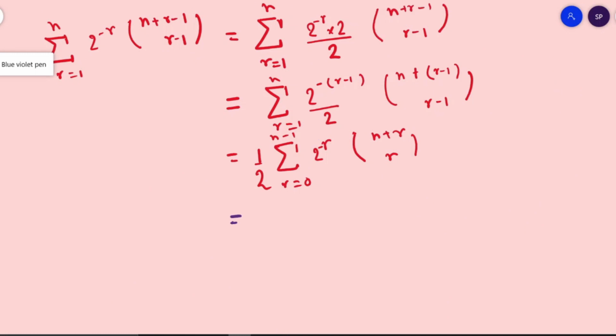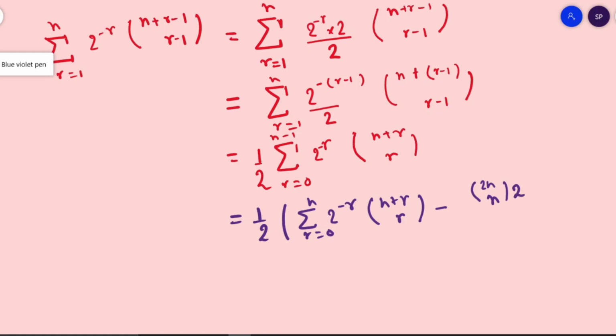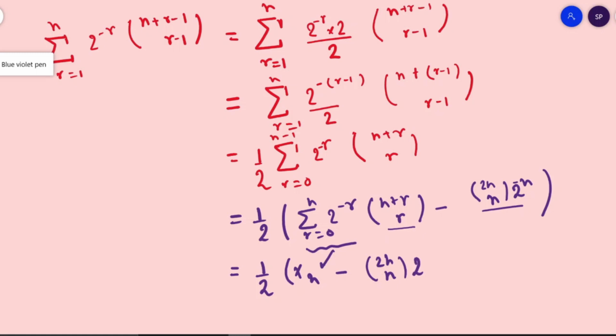Now the above thing can be written as half times summation r equal to 0 to n of 2 to the power minus r times (n plus r choose r), and we should subtract a term, that is (2n choose n) times 2 to the power minus n, because we have to add and subtract it in this expression. So from here this is equal to half of xn minus (2n choose n) times 2 to the power minus n.